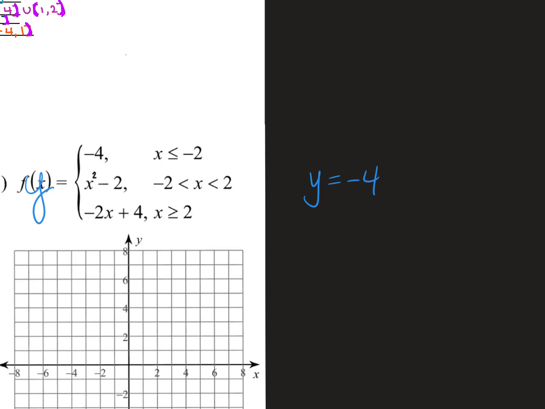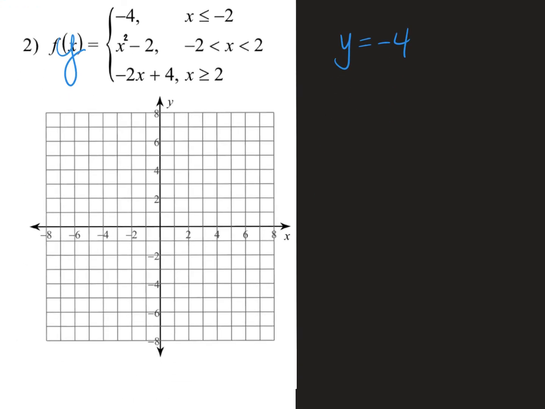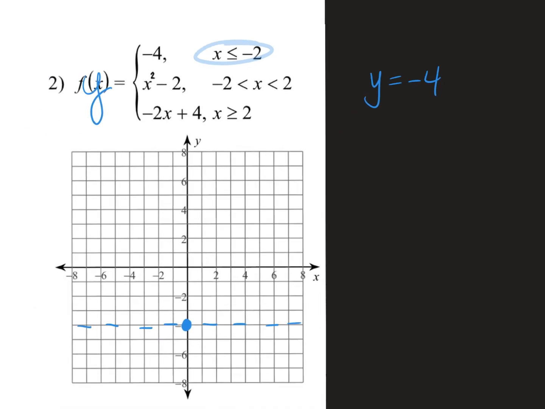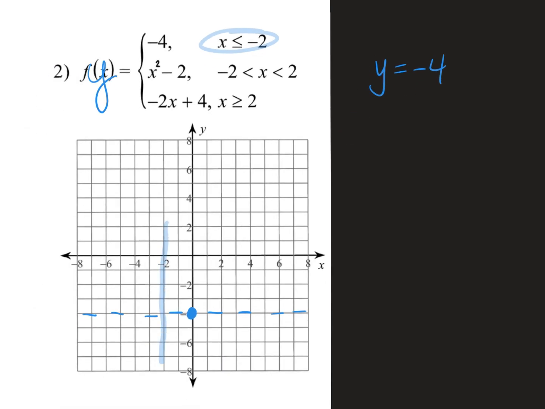Where is y equals negative 4? At negative 4. And then what does that line look like? It's a horizontal line right here. And so now I say, okay, well, what is my boundary line? Where do I look? And what kind of a dot do I have there? Where do I draw my boundary line? At negative 2. And I want all the values on the x-axis that are less than negative 2. Where is that? To the left.